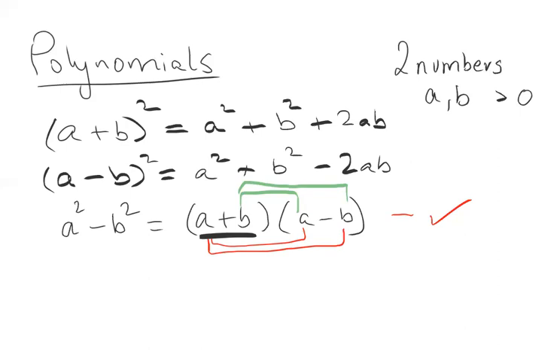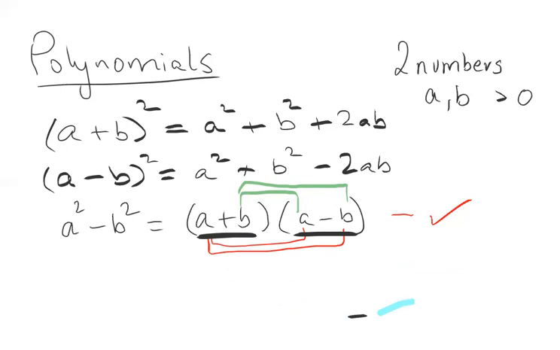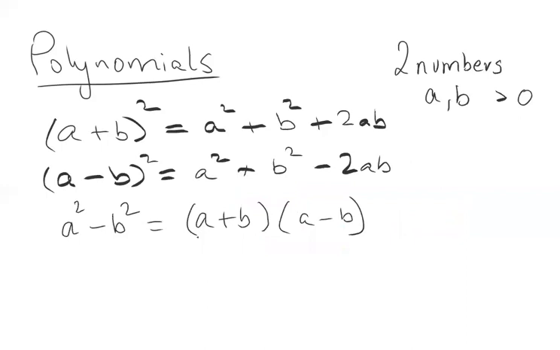So what will you get? We get A squared minus AB plus AB minus B squared. And this cut, what is remaining? A squared minus B squared, which is what we started with. So this is the proof of this identity that jo hum likh rahe hain sahi hai ki galat. Theek hai? To ye jaldi se note kar lijiye.